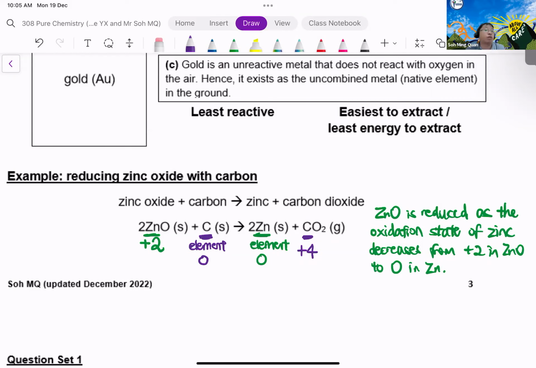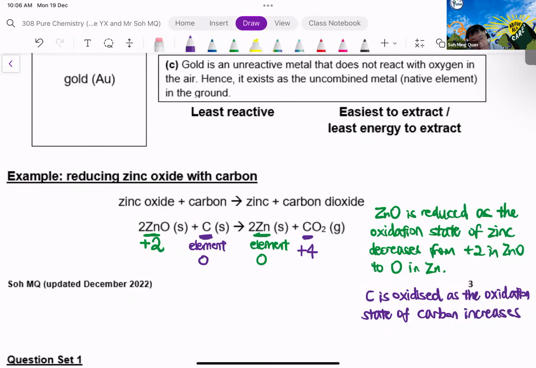And so we can come to the conclusion: carbon is oxidized as the oxidation state of carbon increases from 0 in C to +4 in CO2. Okay, so let's take this down quickly as well.